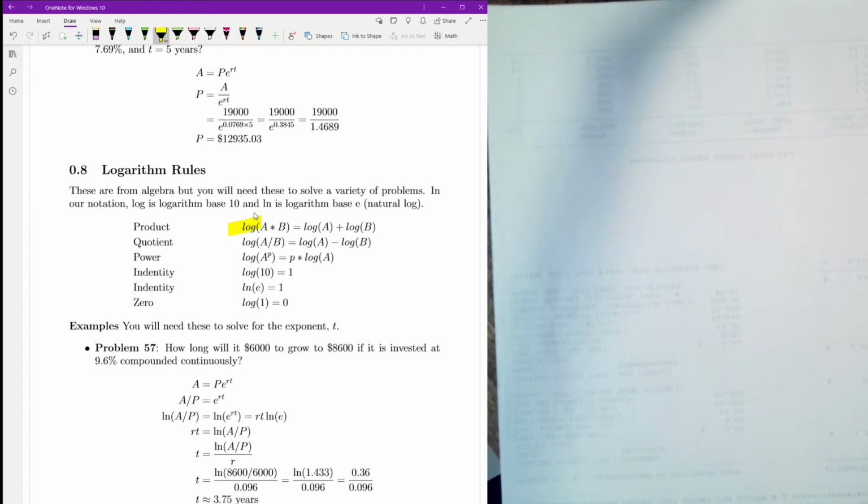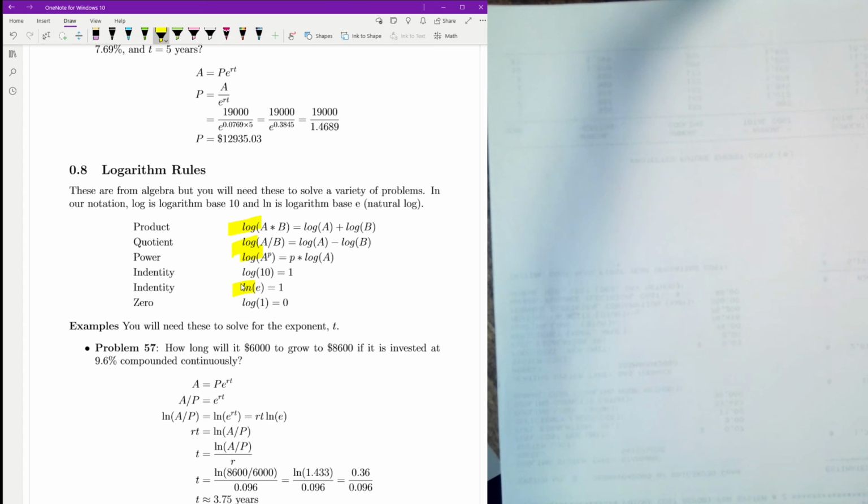If we take the log of a times b, that's equivalent to the log of a plus the log of b. The quotient rule, which we will definitely use in a number of our questions, is the log of a divided by b is equal to the log of a minus the log of b. The power rule, which again we'll also use, is the log of a to the p is equal to p times the log of a. We may use the log base 10, but generally speaking, we'll probably use the log base e. So ln of e is equal to 1, and the log of 1 is equal to 0.